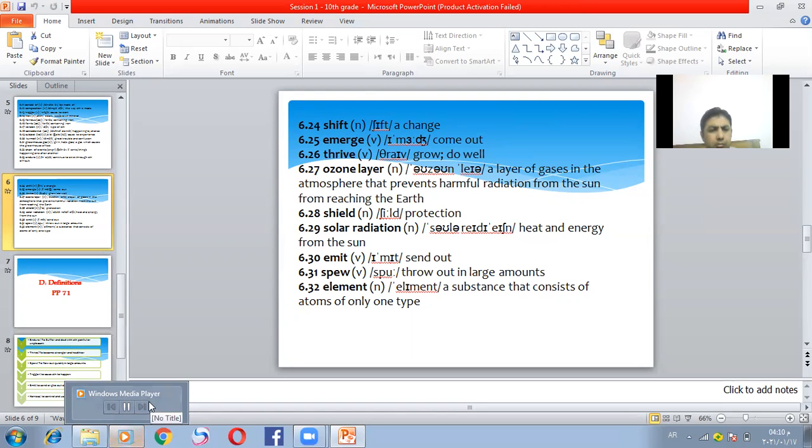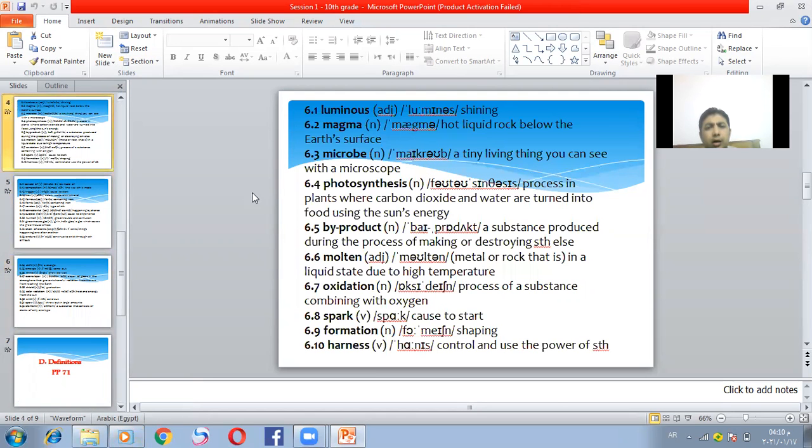So if we are going to explain the meaning of these words, you can say magma is the hot liquid rock below the Earth's surface. Microbe is a tiny living thing that you can see with a microscope. Photosynthesis is the process in plants where carbon dioxide and water are turned into food using the sun's energy. Byproduct is a substance produced during the process of making or destroying something else. Molten, you can say, metal or rock that is in a liquid state due to high temperature.